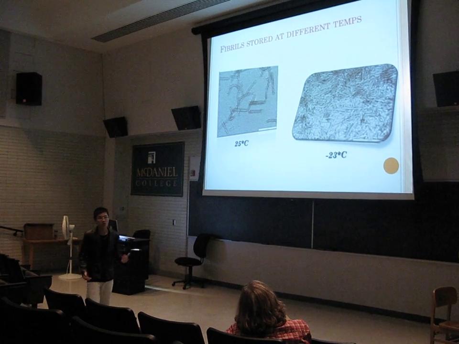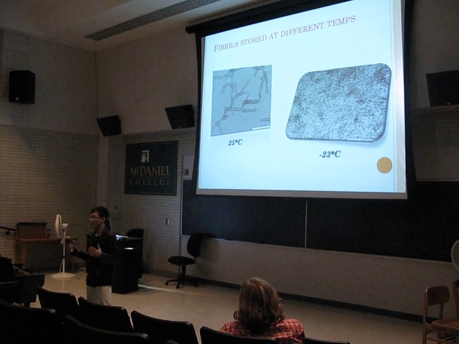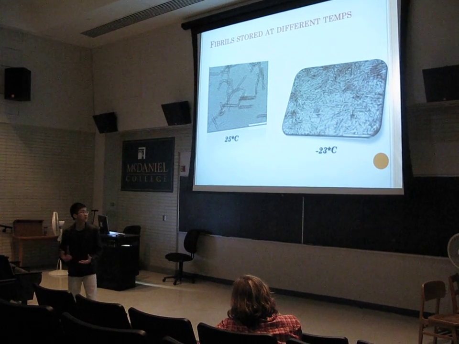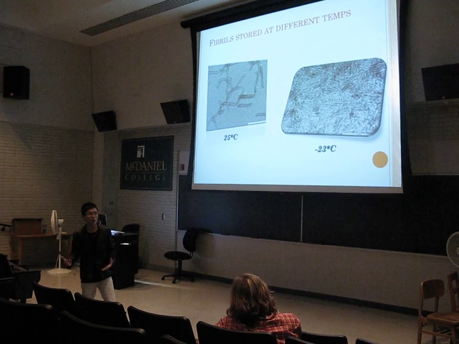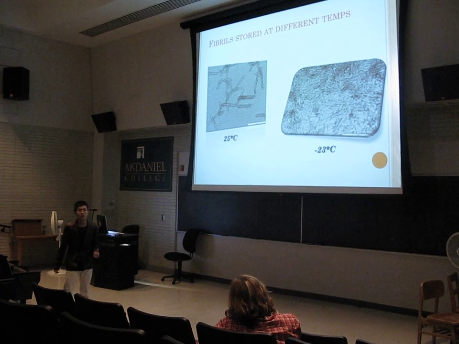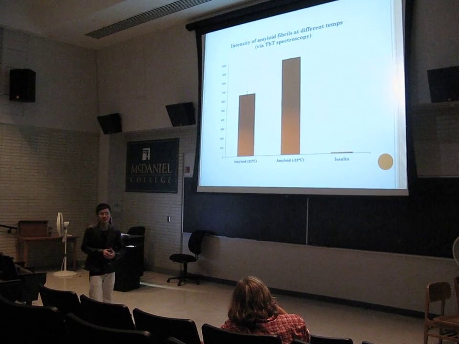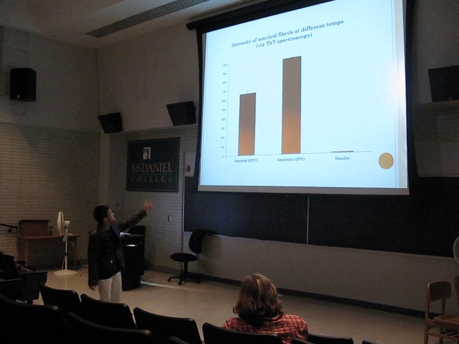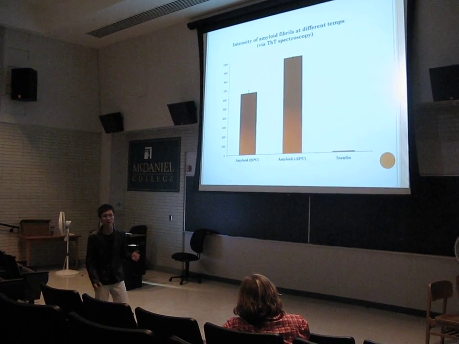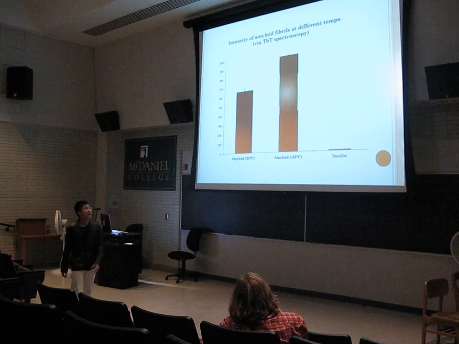As we know, fibers stored at different temperatures have different shapes. When stored at room temperature, it will have a long and branched shape. However, when stored at lower temperature, it will break apart into smaller fragments that have more exposed surface area and can bind to more high-affinity dye. And this can explain the difference in the fluorescence intensity when tested under ThT spectroscopy. We can see that the fluorescence intensity of the amyloid fiber stored at negative 20 degrees Celsius is much higher than that stored at room temperature.